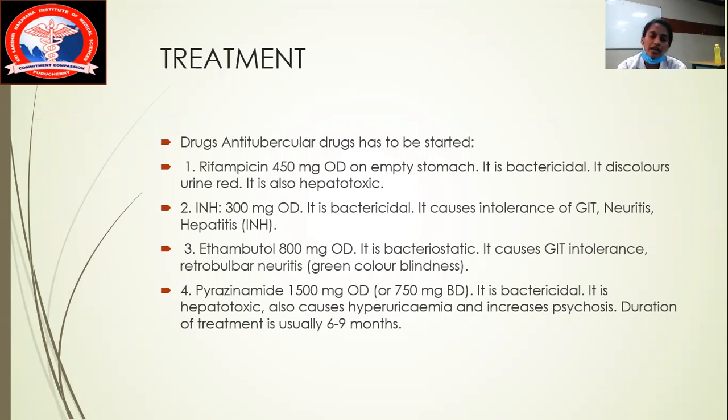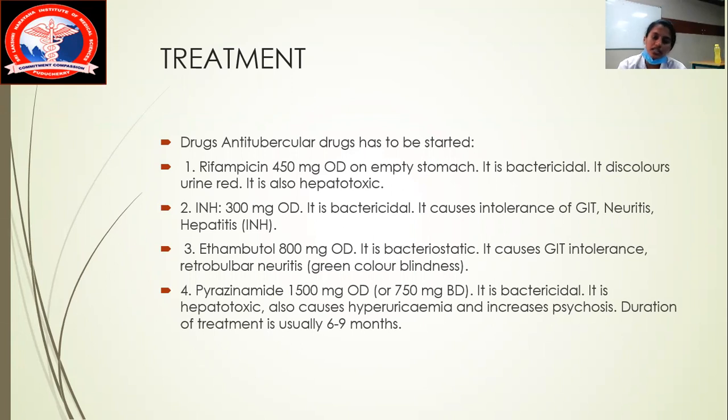Then isoniazid is 300 mg OD. It is also bactericidal. It can cause GIT intolerance. Most usually, isoniazid will cause continuous diarrhea. Patients sometimes, rarely, will have nausea and vomiting which will be continuous, and you can stop it only with the help of IV antiemetics. Antiemetics will be very helpful. Sometimes the patient gets neuritis and hepatitis.